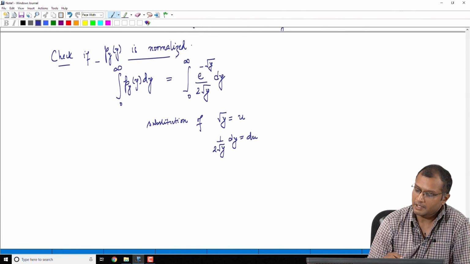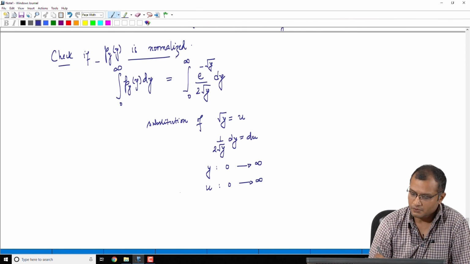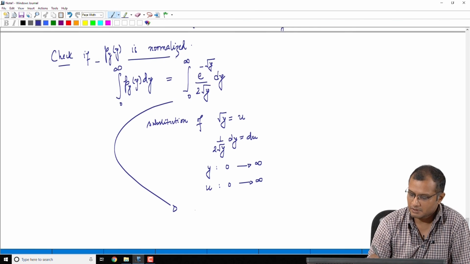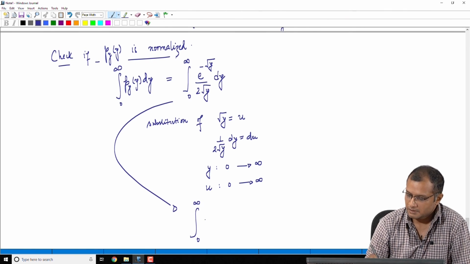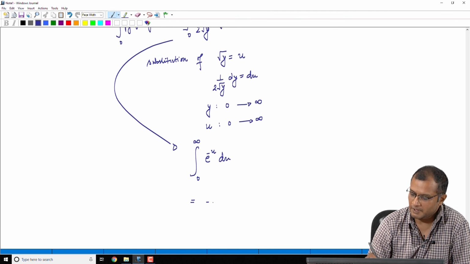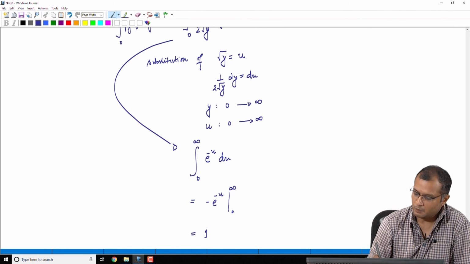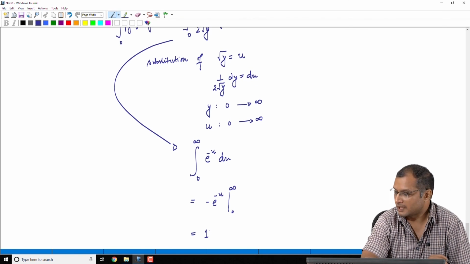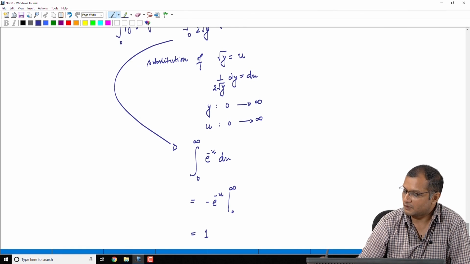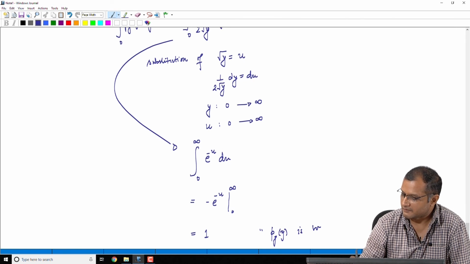Okay. And the limits y going from 0 to infinity are now transformed to my limits on u as 0 to infinity, limits do not change. So, my integral becomes 0 to infinity e raised to minus u du, which is nothing but minus e raised to minus u in the limits 0 to infinity, which is nothing but 1. So, as you can see, the singularity was integrable and my PDF on y is also well behaved. So, the take home conclusion is that p of y is well behaved.